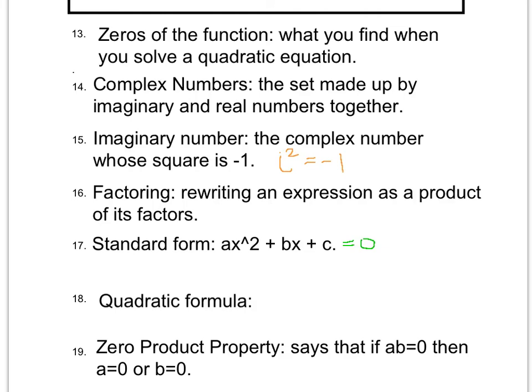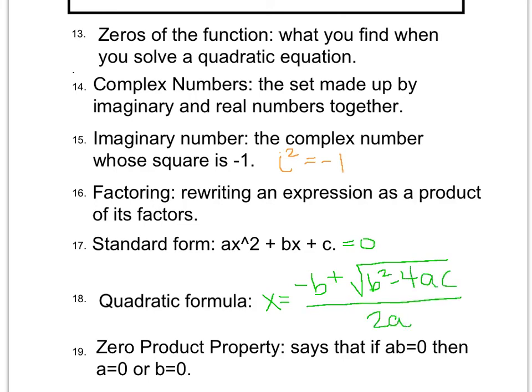So speaking of the quadratic formula, this is something you have to have memorized. x equals the opposite of b plus or minus square root b squared minus 4ac all over 2a. That is your quadratic formula.